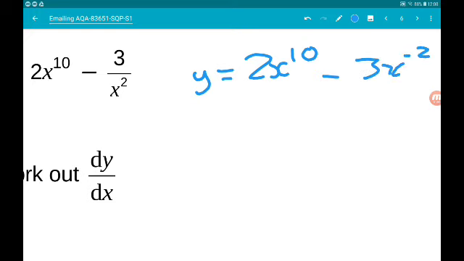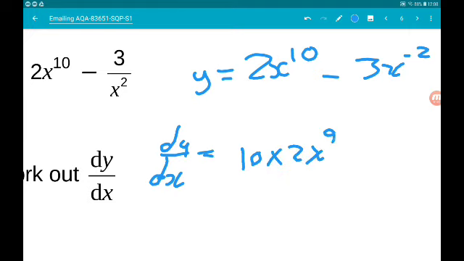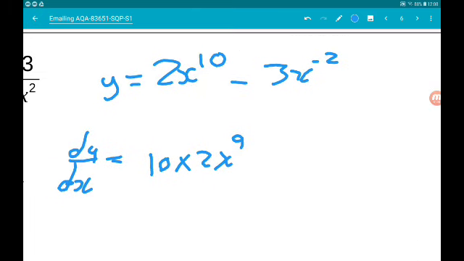Okay, so dy by dx, well, the powers come down and multiply the term, and then the power goes down by 1. So we're going to get 10 times 2x to the power of 9, and then we're going to get minus 2 times minus 3x, and then the power goes down by 1, so down to minus 3.